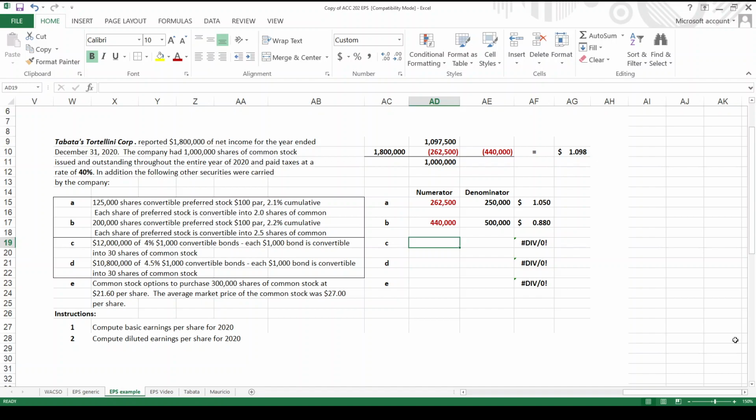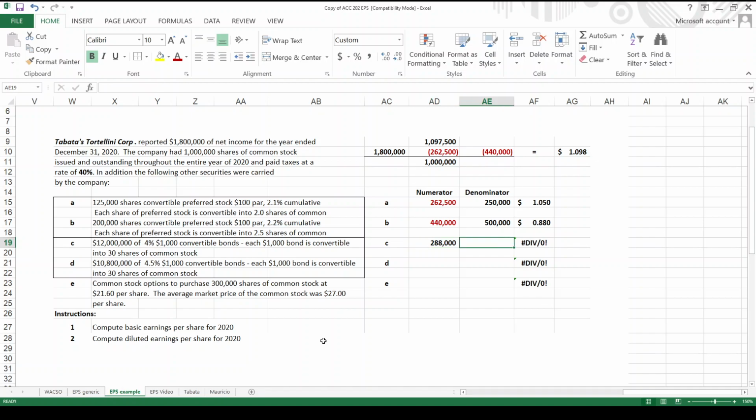We've got to get the bond interest net of tax, right? So let's go with this. I got $12 million worth of bonds, and the interest rate is 4%. I want to take whatever that is and multiply times 1 minus the tax rate. What's the tax rate? Tax rate is 40%. So I'm going to multiply times 0.6 and I get 288,000. The bond interest net of tax goes away.